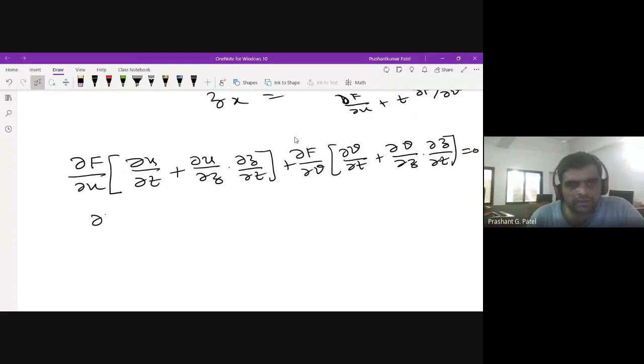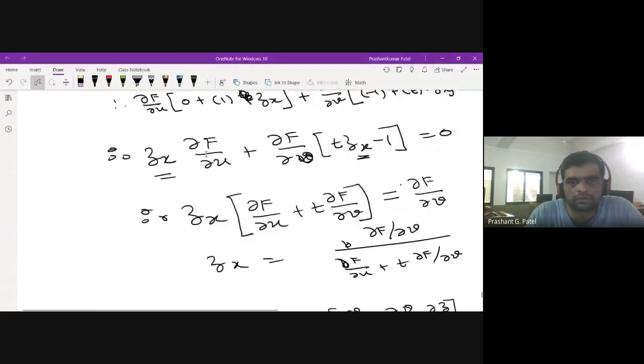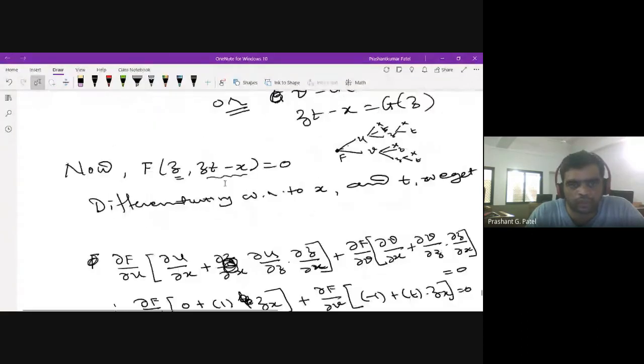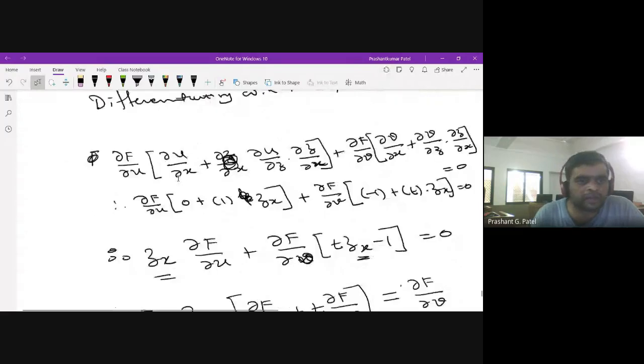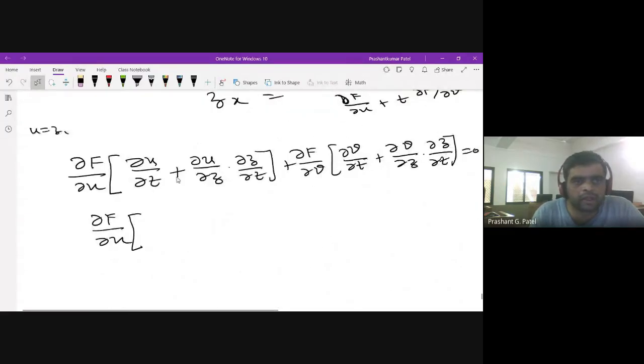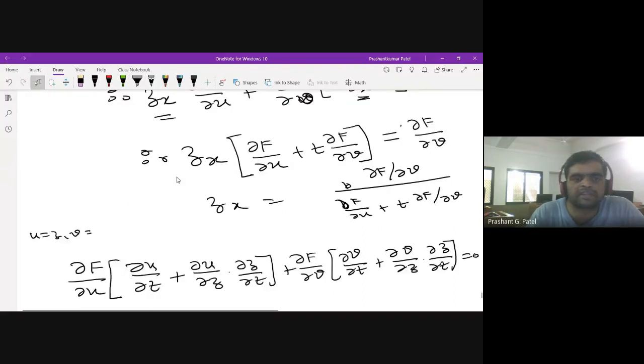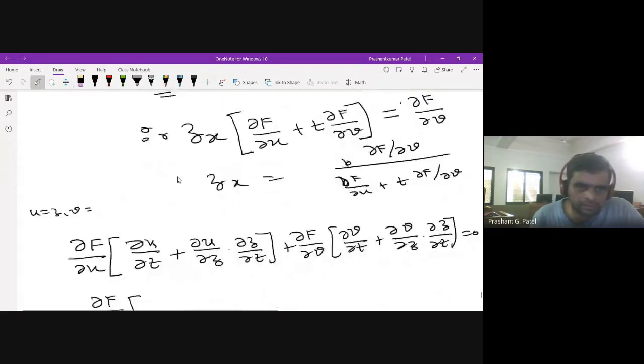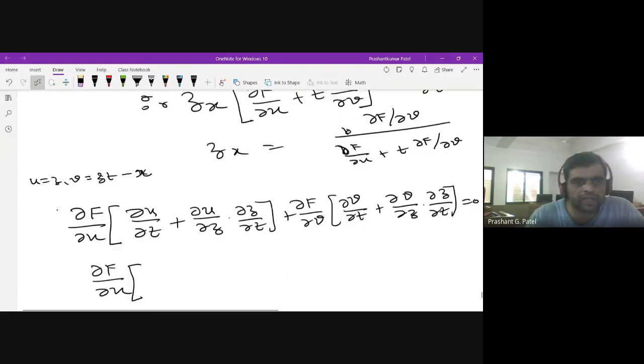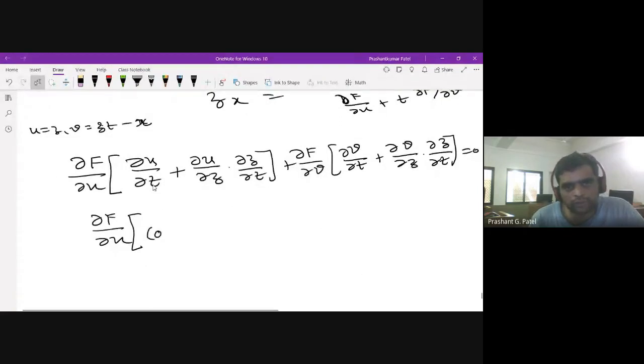What is del u by del t? So this is del f upon del u. U, we have this function, is this z. U is z. So let me write u is z here. And v is zt minus x. So u is z. So that's why it is 0, the derivative with respect to t, plus u with respect to z will give me 1.